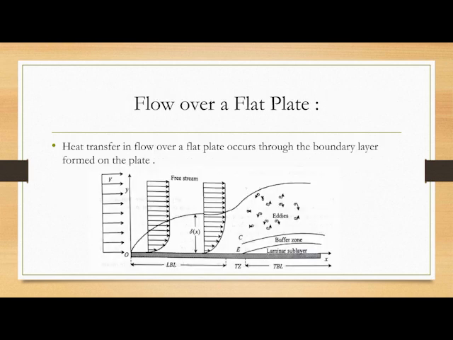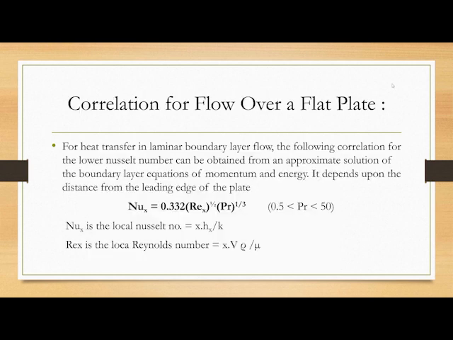Our first condition was the flow over a flat plate, which occurs through the boundary layer formed on the plate. Here you can see the free stream and the eddies forming the laminar sublayer, and we have the different forms of flow, that is the laminar flow and the transitional flow. Here was our first case, the correlations for flow over a flat plate. We had the correlation given by this Nusselt number expression.